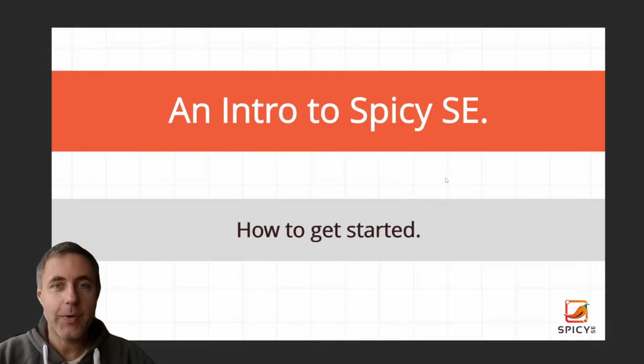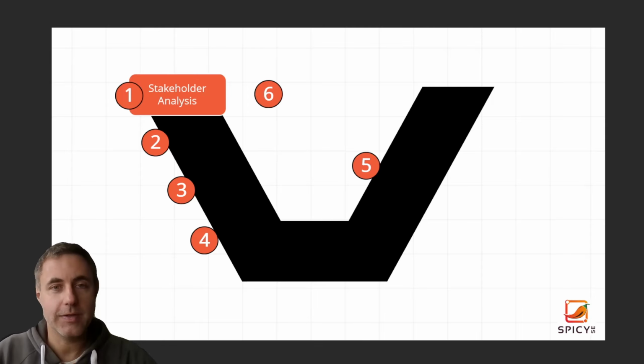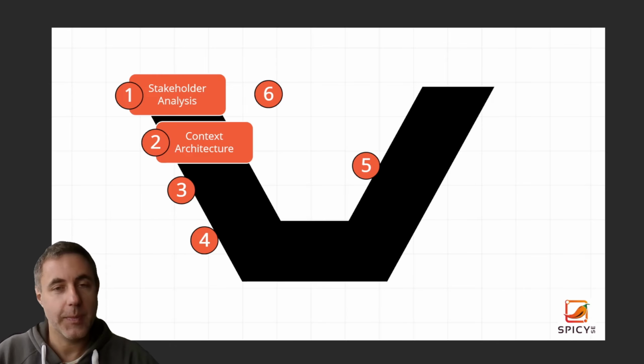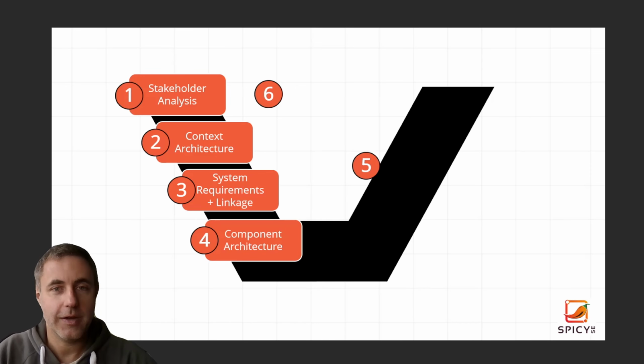Welcome to a quick introduction into Spicy SE and how to get started. We will be following the V model, going from the stakeholder analysis to deriving a context architecture from it. As a next step, we want to collect our system requirements and start linking them. And then with our system, we want to derive it further into our component architecture.